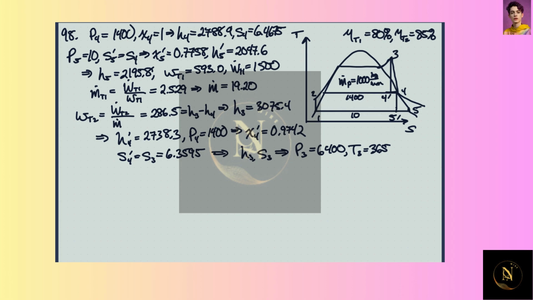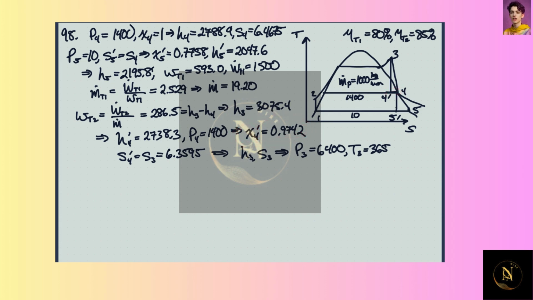Now, we know the efficiency, and we know H3 and H4, so we can get H4 prime. Together with the pressure of 1.4 megapascals, we can get the quality X4 prime. Here, again, at 4 we are at a saturated vapor, but at 4 prime we're in the two-phase region, slightly in.